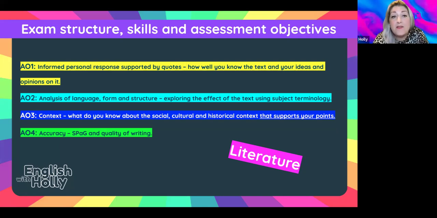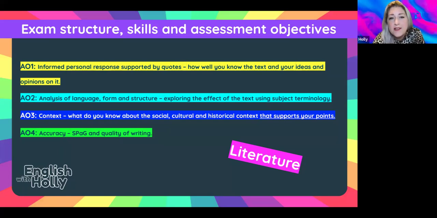AO2 is their analysis of language, form and structure, and that's how well they can explore the effect of, you know, metaphors and how things have been structured and so on. And marks are also given for use of subject terminology. So rather than saying the word vaulting, you'd say the verb vaulting, and being able to do that throughout.